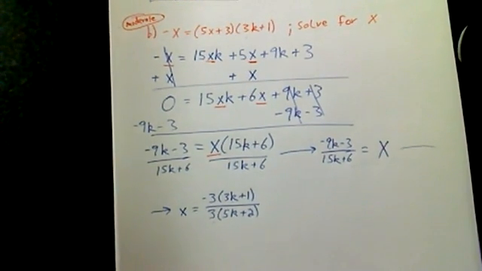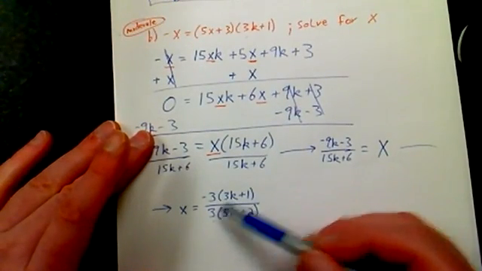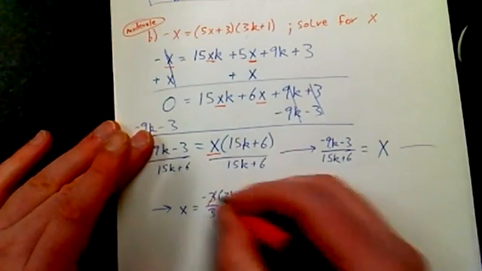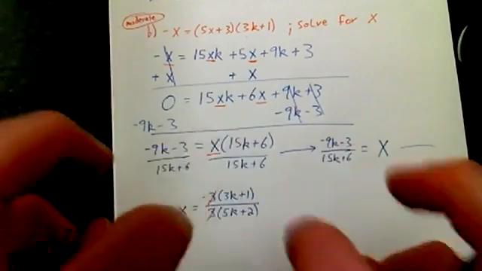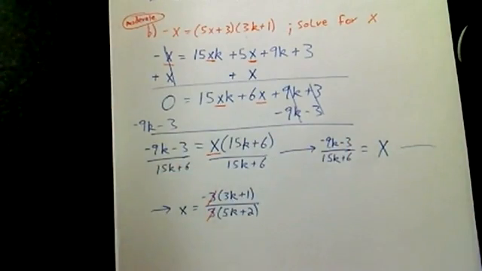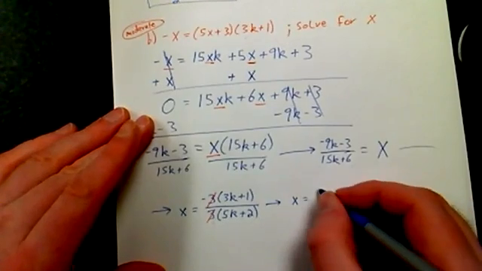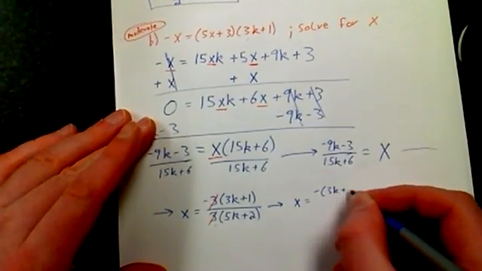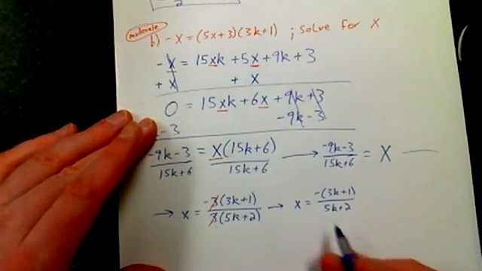Now that I've done that, I can say, oh, I got a 3 here, I got a 3 here. So those are both reduced to 1s, or you can say they cancel, if that's the way you like to say it. And really, x is equal to negative 3K plus 1 over 5K plus 2.